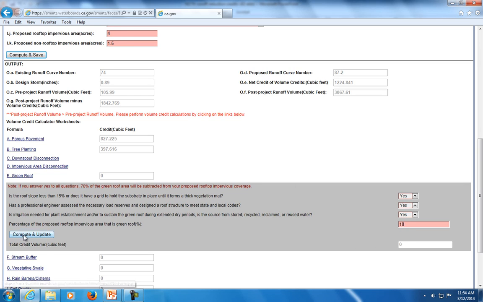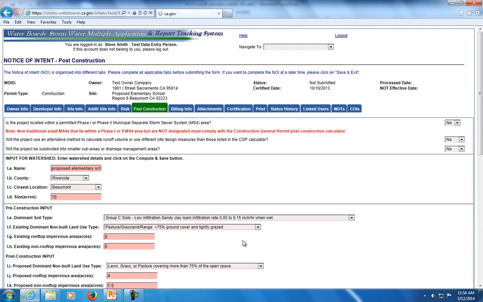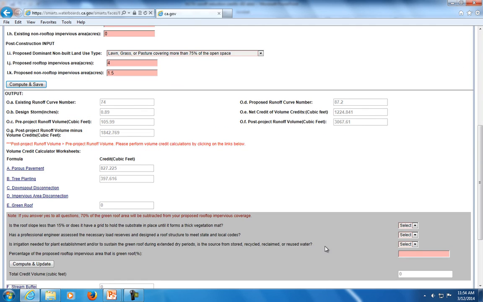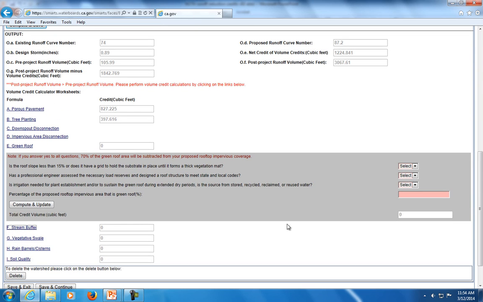So 10%, if we do compute an update, it gives you a credit volume. In this case, it's almost 696 cubic feet. So I think this might work out on some projects. Just for illustration purposes, I don't think we're going to take this, so I'll basically go out and zero that out. But that's something you might want to play with at your leisure. So we'll compute and update that and just zero that out. But the green roof is also something that the water board allows you to take credit for. Okay, stream buffer is the next one.